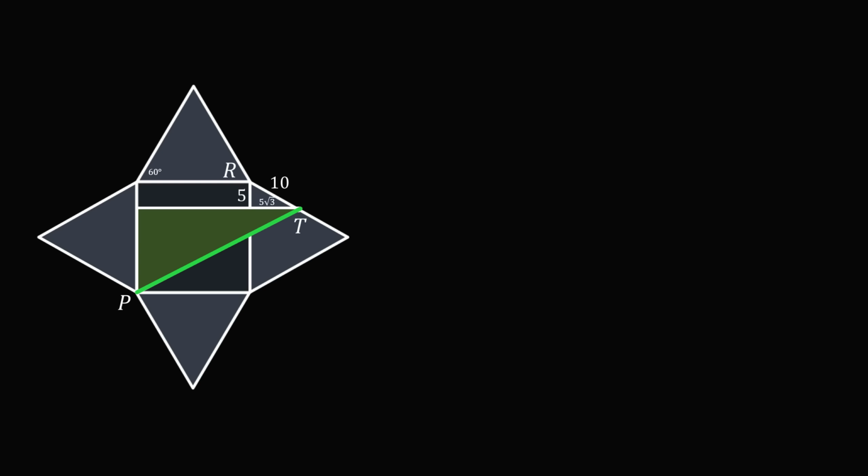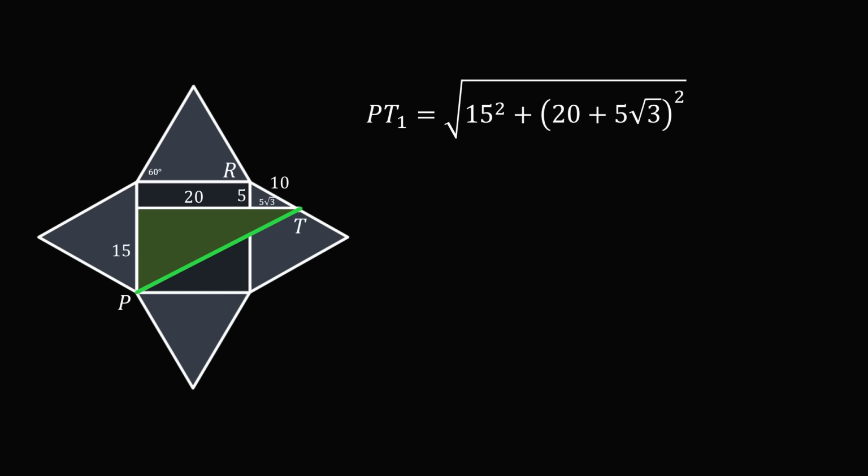square root of 3. To calculate the remaining distance along this side of the triangle, notice its length is exactly equal to the side length of the square, so it's equal to 20. To calculate the remaining distance, we take 20 minus 5, which is equal to 15. We can thus calculate that PT is equal to the square root of the sum of the squares of 15 and the quantity 20 plus 5 times the square root of 3.